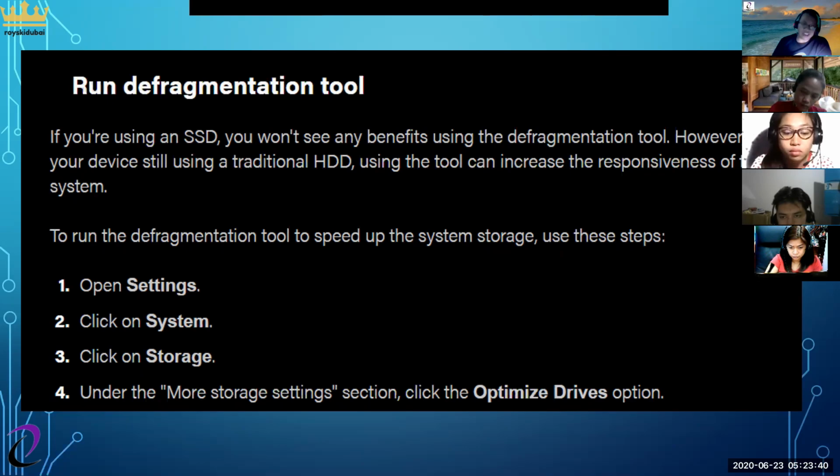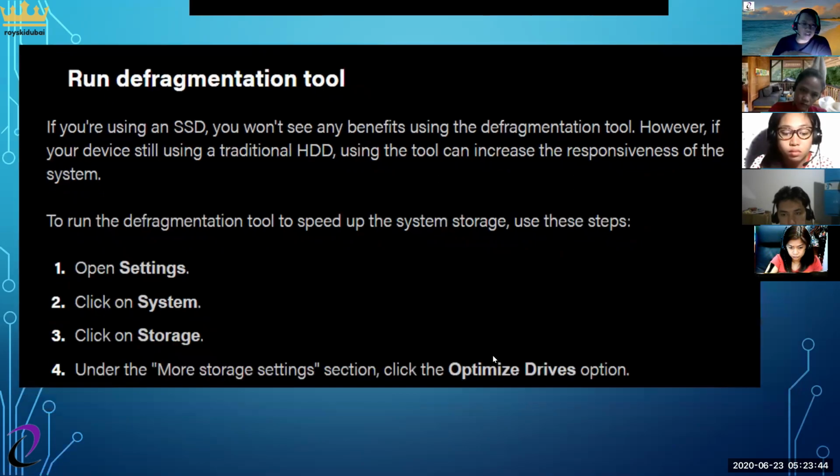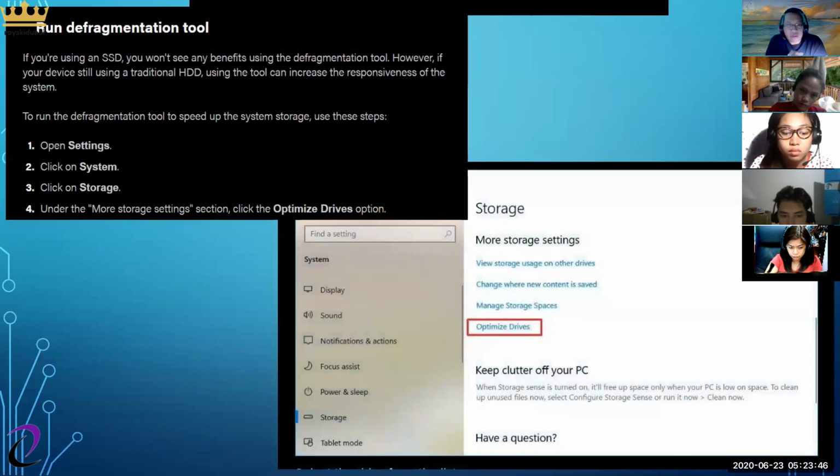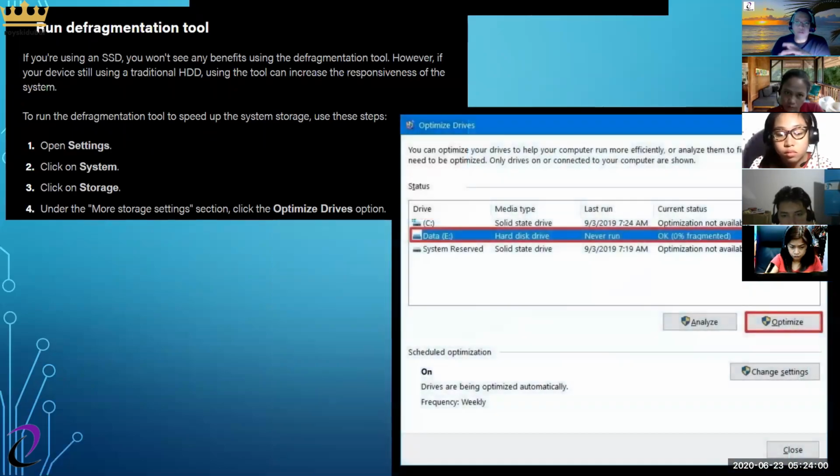To access that, you have to go to settings, click on system, then storage, and then you will see the option more storage settings. You have to click that optimize drive option. In that option, after the optimize runs, you can see where my mouse is hovered on that specific drive. It will say whether your disk is fragmented or not.